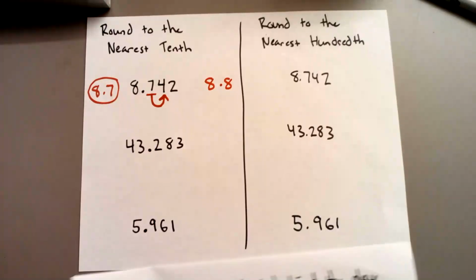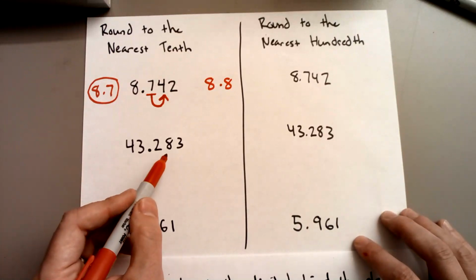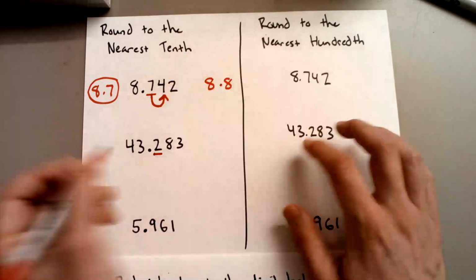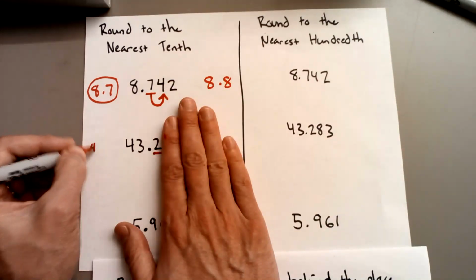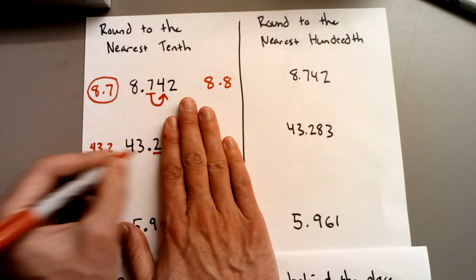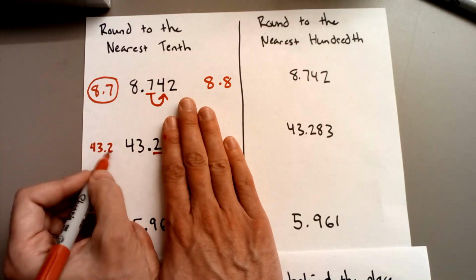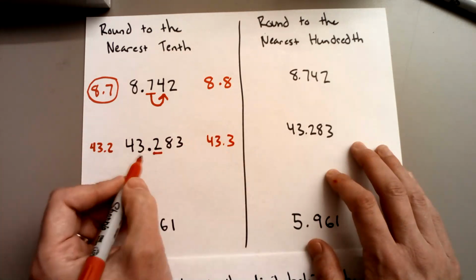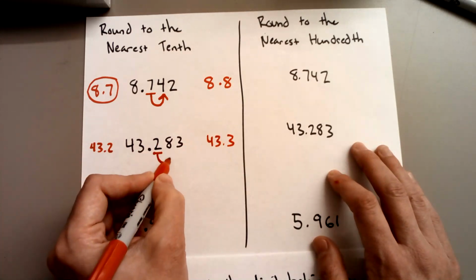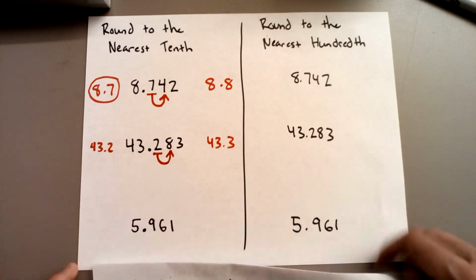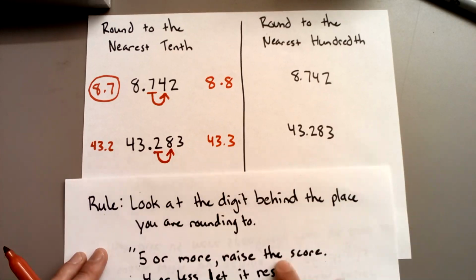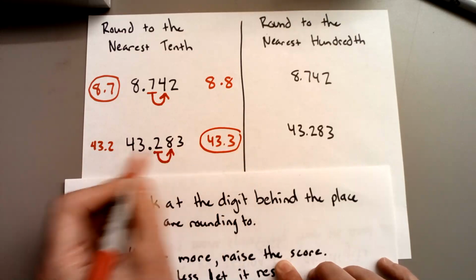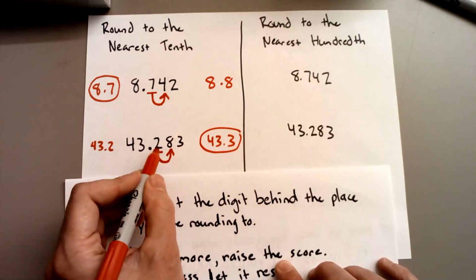Next one, 43 and 283 thousandths. So I'm going to underline the tenths place because I'm rounding the nearest tenth. So my options are, this is either going to rest at 43 and 2/10, or it's going to be closer to 43 and the next tenth, 43 and 3/10. And the only number that matters is this one behind the place I'm rounding to, the 8. And my 8 tells me that's more than 5. 5 or more raise the score. So I'm going to round this number up to 43 and 3/10. This number is closer to 43 and 3/10 than 43 and 2/10.